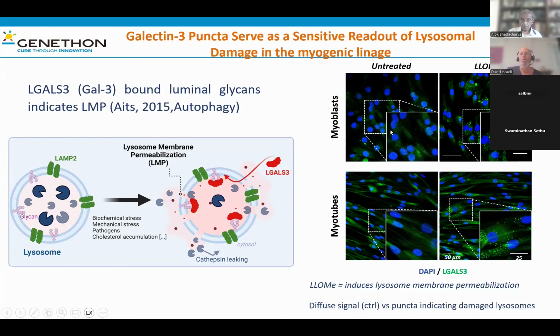To test whether this is happening in the muscle, these are myoblasts and these are myotubes, and they are from normal, not Duchenne, but they are treated with a poison called LLOMe. It's a chemical that will induce lysosomal damage. And what you can see here, both in myoblasts and in myotubes, when they are treated with this damaging agent, is these small dots. These are the puncta that mark lysosomal damage.